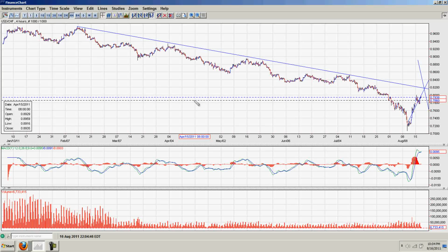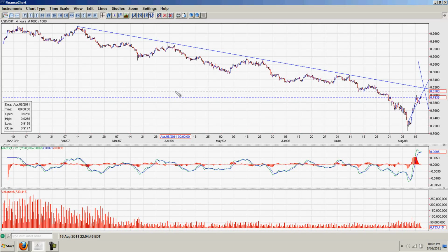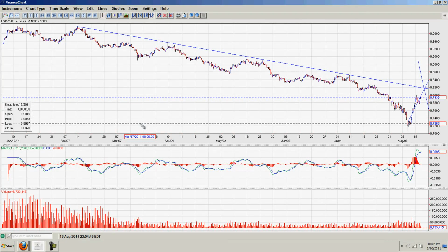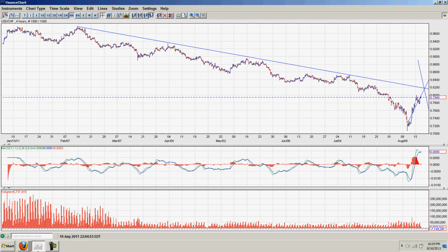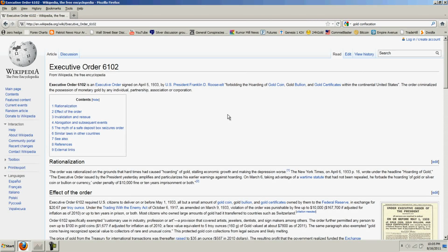So I wanted to use that to segue into another issue of government interference in markets, and that's one that's come up recently in the comments, with a number of people talking about confiscation. So I wanted to clear up a number of things.